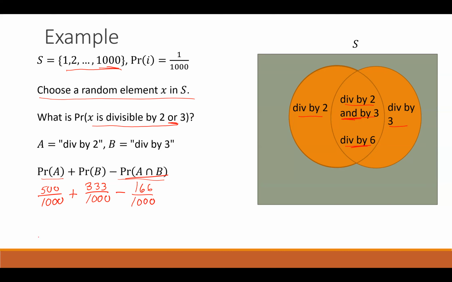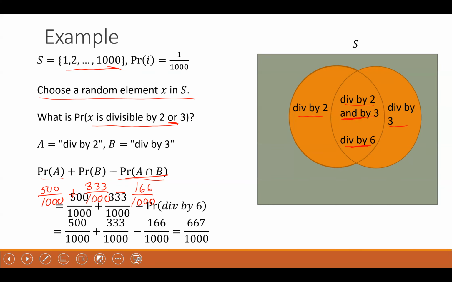Okay, so then we can compute that, and I think I do it here. Yeah, so 667 over 1,000. Once we have the 3 values, we can compute it using our inclusion exclusion. So the probability of pulling a random element from 1,000 elements, and that element is divisible by 2 or divisible by 3, is 667 over 1,000. Any questions?